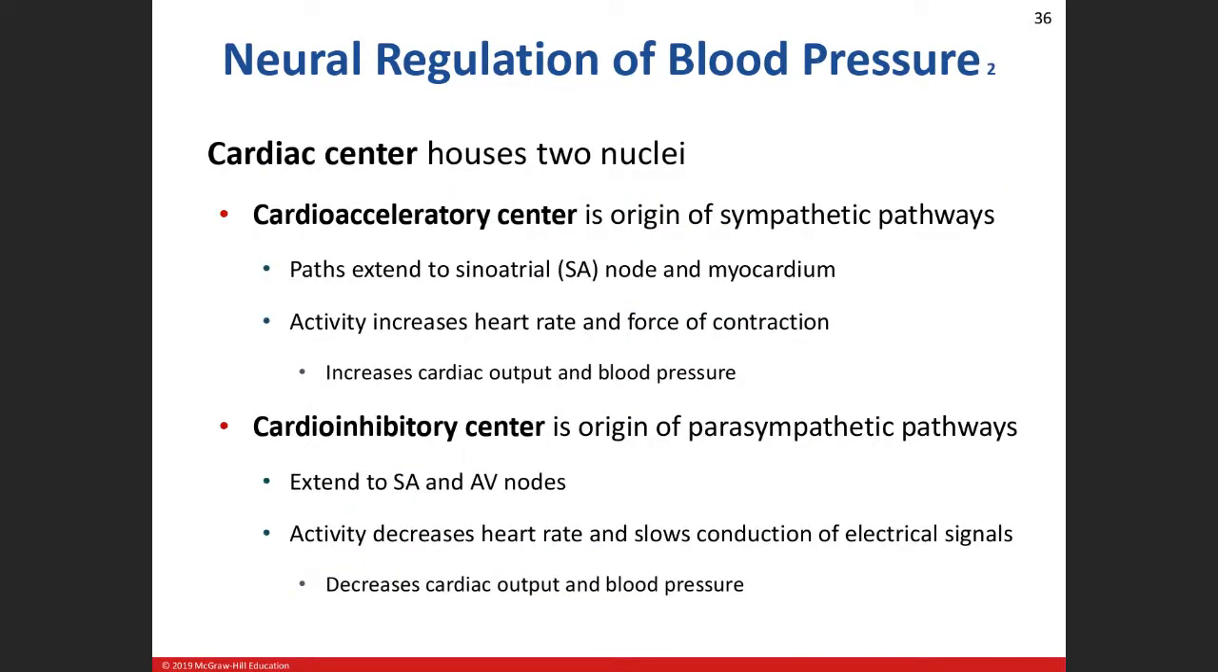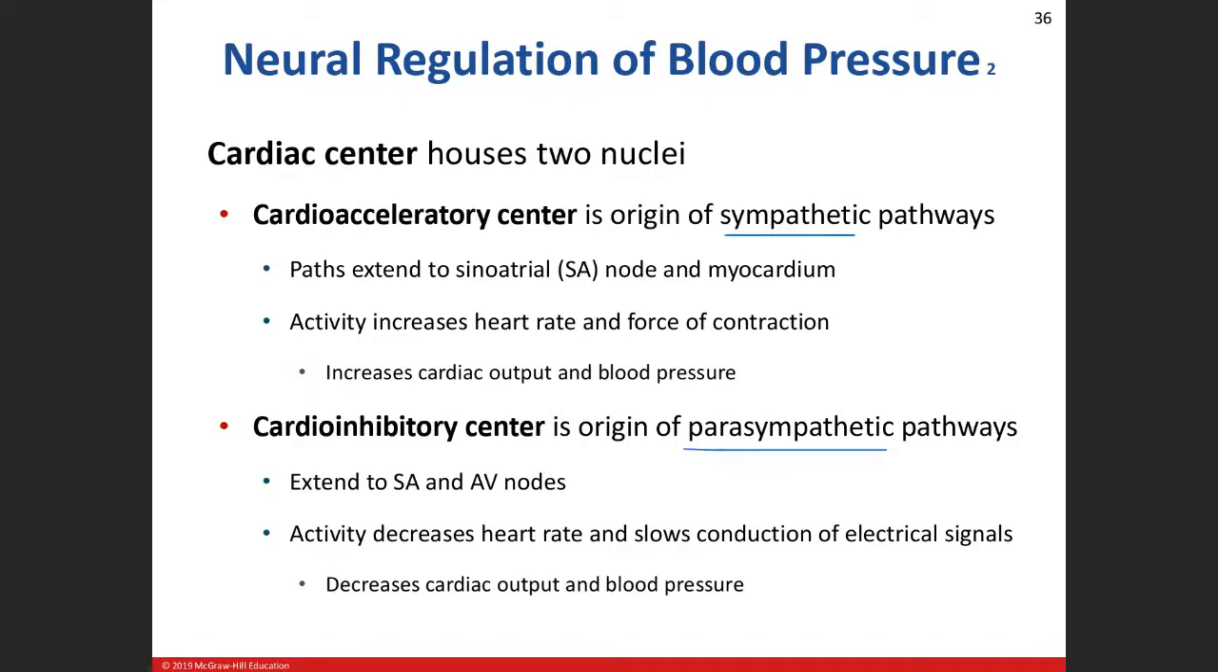Okay. So let's get into the cardiac center first. We talked about this back in chapter 19. You have the cardioacceleratory center and the cardioinhibitory center. So what speeds up the heart? Sympathetic nervous system.